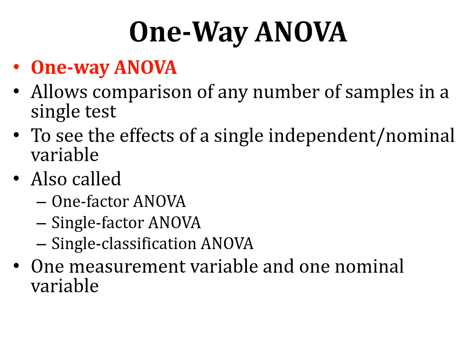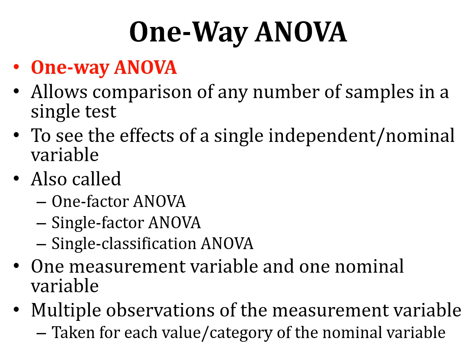So in one-way ANOVA, we have one measurement variable and one nominal variable. So in one-way ANOVA, we are going to have only one nominal variable. We are going to have different categories of that one nominal variable, and we are going to have one measurement variable against which we have multiple number of observations. So we have multiple observations of the measurement variable taken for each value or category of the nominal variable, right?